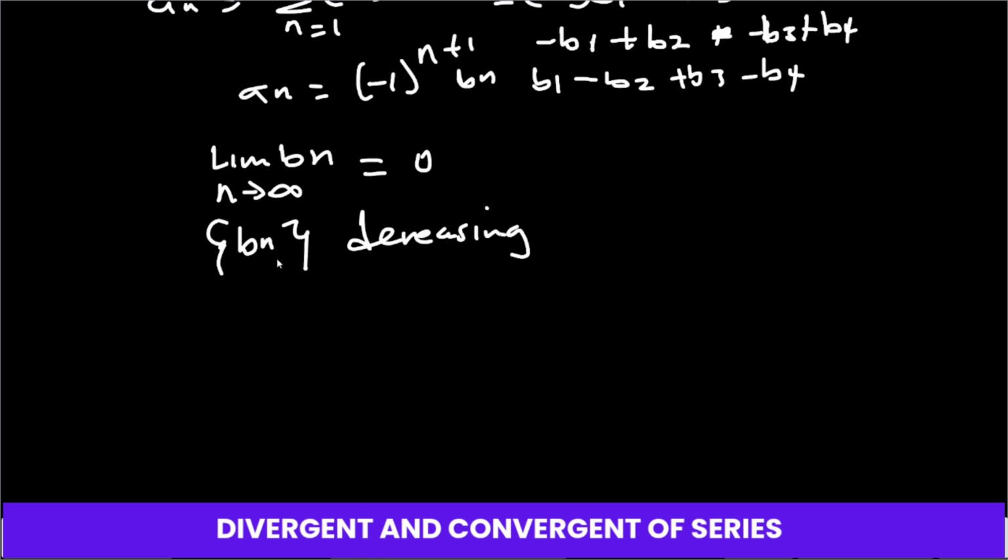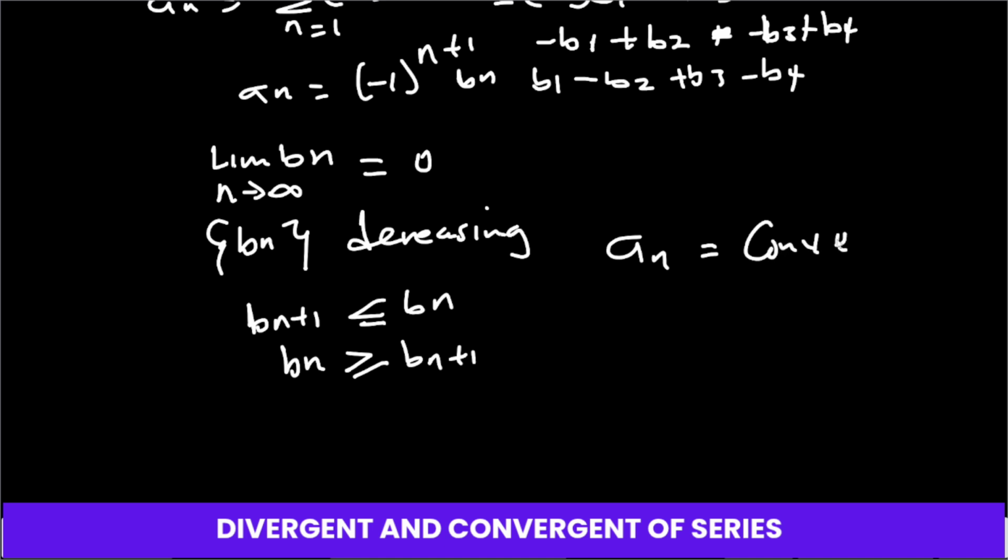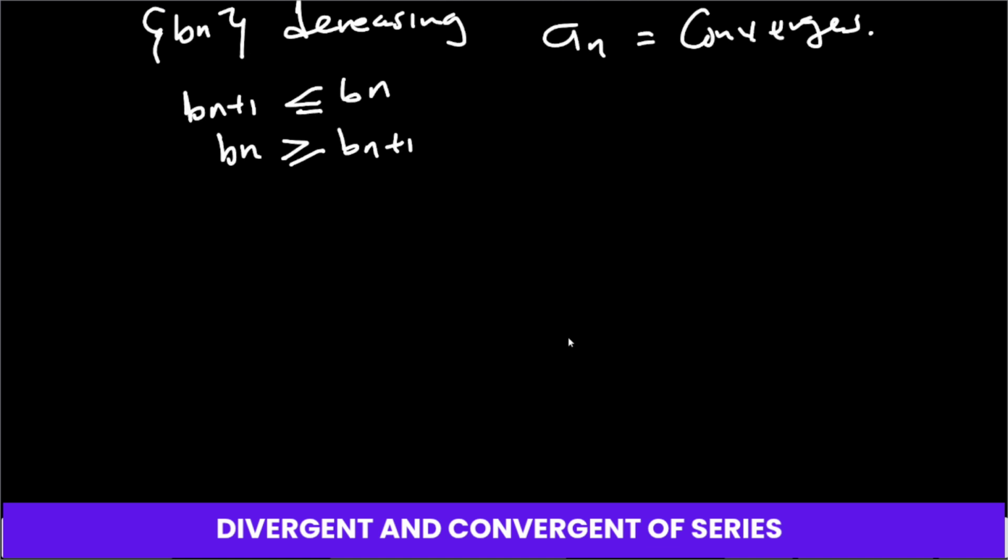And then the last condition is that Bn is the actual function we have. We are going to find Bn plus 1, which means wherever we see n, we put n plus 1. Bn plus 1 should be a lesser value, so Bn plus 1 should be less than Bn itself. In other words, Bn should be greater than or equal to Bn plus 1. In that condition, we can see that An, which is the main series, converges. So what we should learn here is that this test cannot be used in determining the divergence of a series. That is what we should keep in mind.